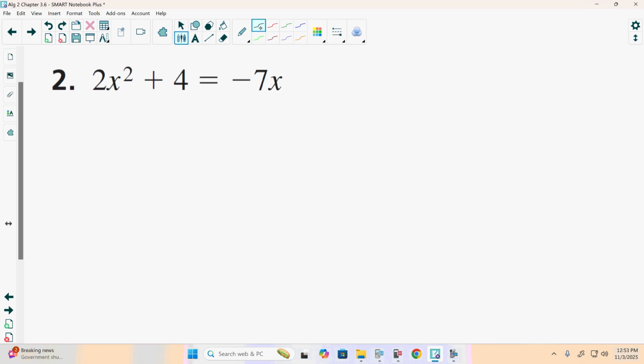All right. So what we're doing today is we're finishing up chapter 3.6, which is actually the finish of chapter 3. Now what we started on Friday and what we're continuing on with today is the quadratic formula, solving these equations using the quadratic formula.